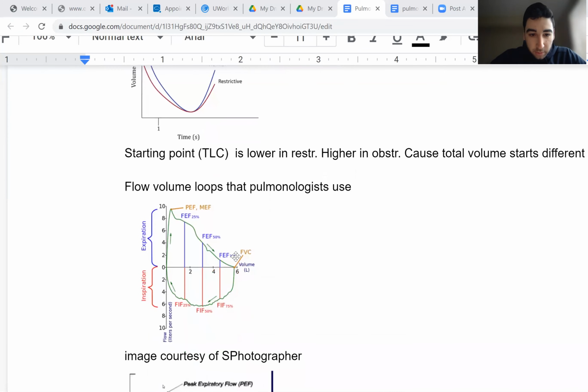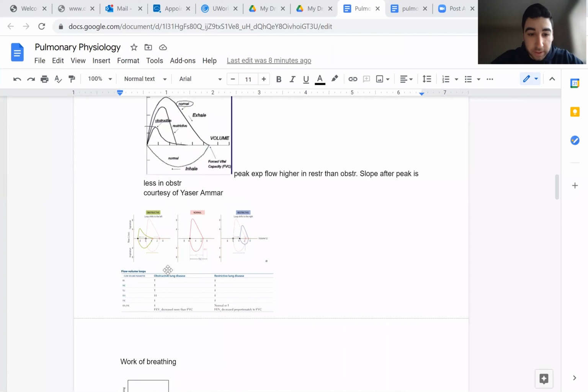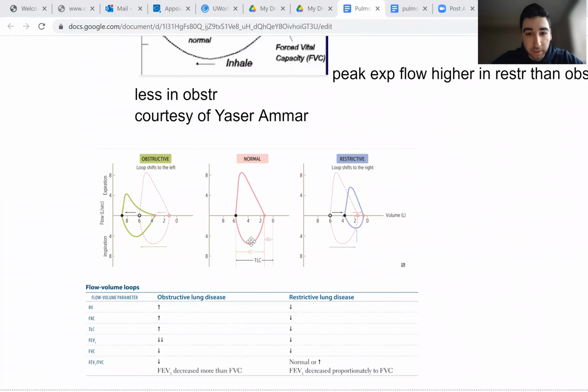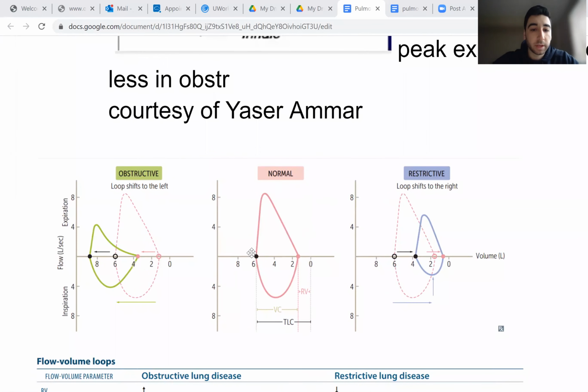All right, and now here we get to flow volume loops. So First Aid has a really good chart here that I want to describe to you guys and tell you how you can identify this on your exams. So as you can see, this is the normal flow volume loop, and let's follow this as a person breathes. So here on the left side of this red graph, we see that there are higher lung volumes, and on the right, there are lower lung volumes.